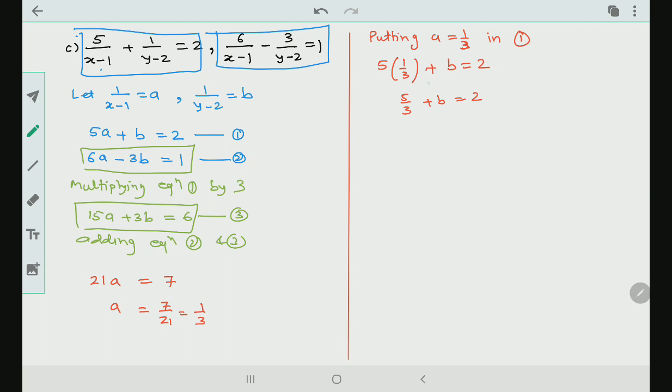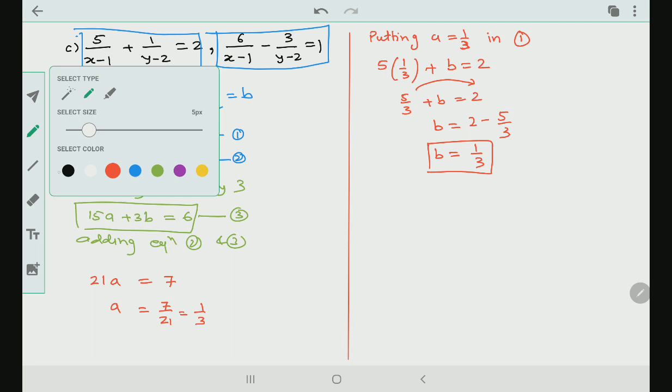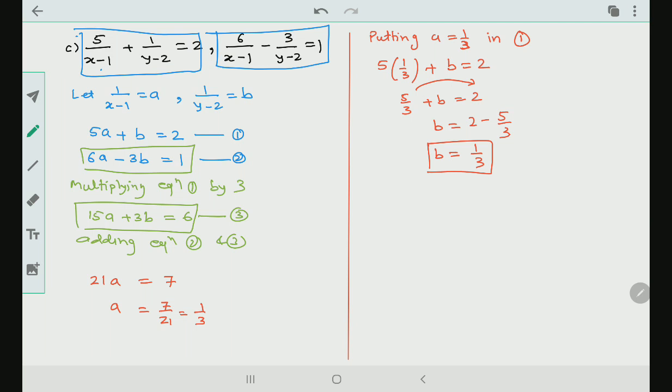Shifting this 5 by 3 to the other side, so I get b easily. It is 2 minus 5 by 3. What is 2? b is equal to then 3 to the 6, 6 minus 5 is 1, again 1 by 3. Such a beautiful answer. Both answers are 1 by 3. But like the previous question, this time also we are not asked to find a and b, we are asked to find x and y. So I have to resubstitute.